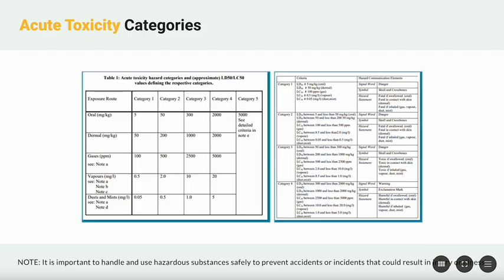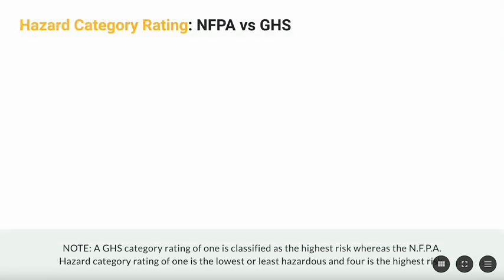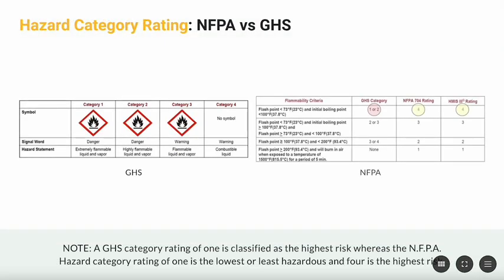It is important to handle and use toxic substances safely to prevent accidents or incidents that could result in injury or illness. This includes wearing personal protective equipment, using proper ventilation, and following the manufacturer's instructions for handling and using the substance. It is important to note that the GHS, Globally Harmonized System of Classification and Labeling of Chemicals, and the NFPA, National Fire Protection Association, use different systems for classifying the hazards of chemicals.